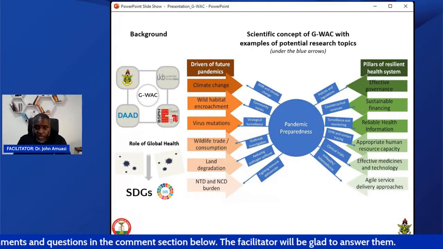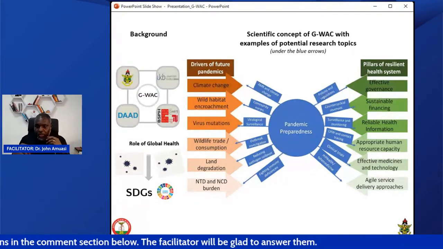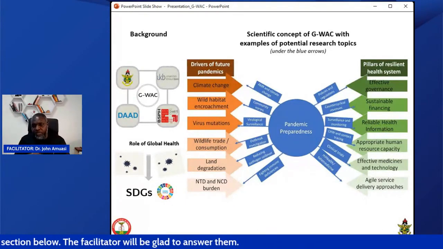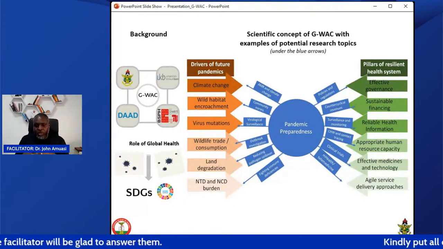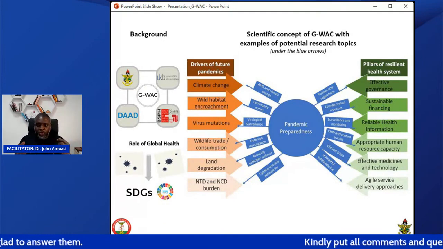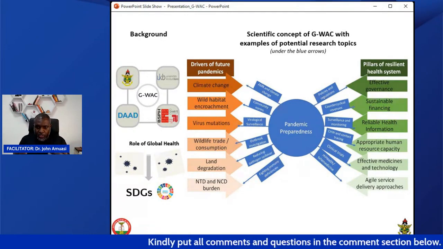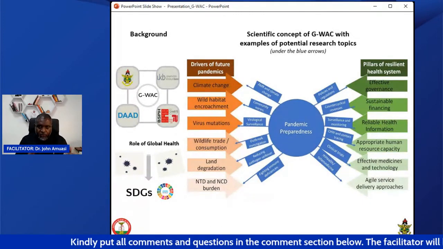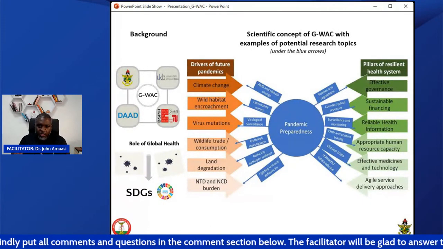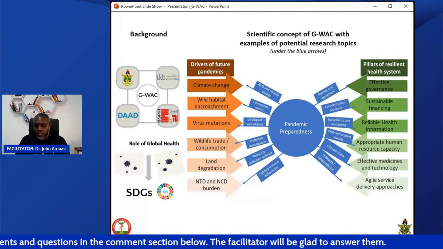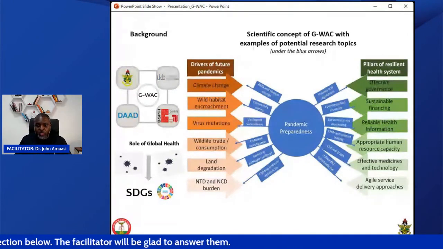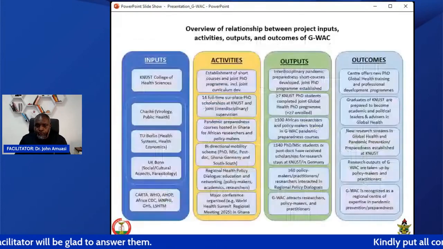So essentially what we've done is to try to cover in this course all these drivers of future pandemics and pillars of resilient health systems within the context of One Health, because what we believe is that the main avenue to understanding these drivers of future pandemics, and to building on these pillars of resilient health systems, is the One Health approach.